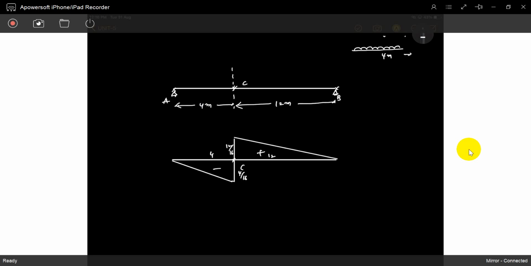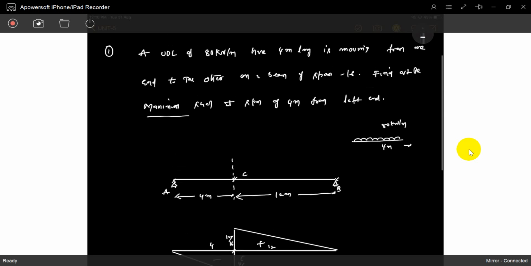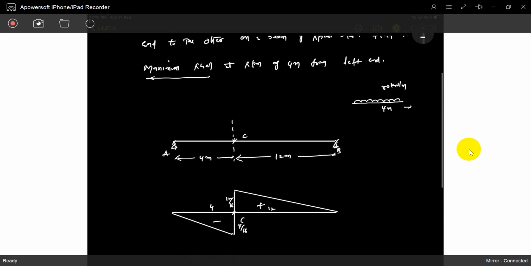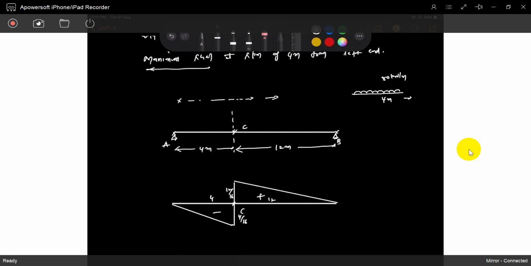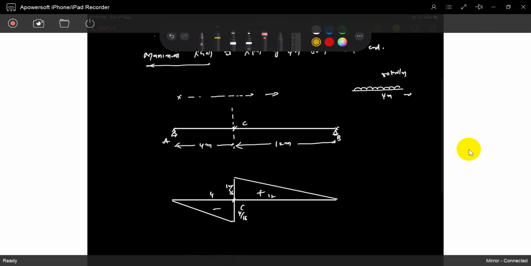When will you get the maximum shear? It is moving from here to here, in this direction. Observe once again. If the load is somewhere here, what is the intensity? The intensity is this much. At that location will you get the maximum? No chance, because the intensity towards the shear at section C is very low.